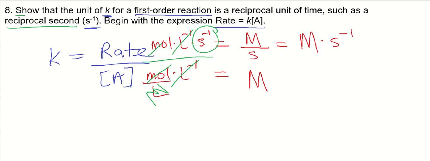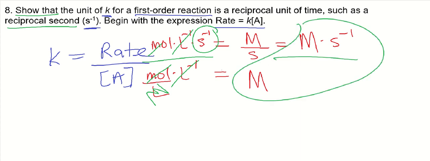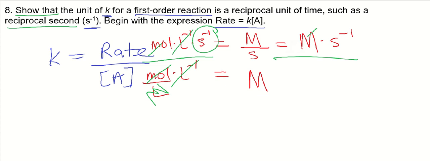It says show that. All right, and over to the right here, it'll be easier to see if we just use this here. Okay, so molar on the top cancels out molar on the bottom, and you are left with reciprocal of seconds. So show that. We just showed that two different ways.